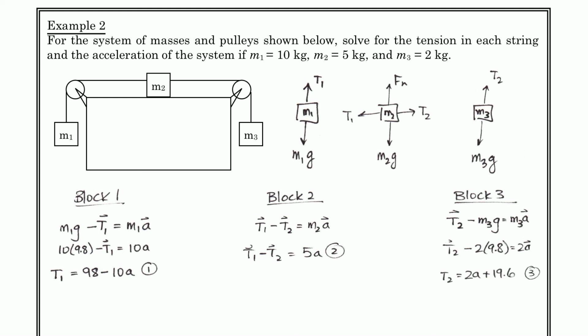We make our little substitutions, and we arrive at equation number 3. What we've just created by doing this is a system of 3 equations, 1, 2, and 3, and 3 unknowns, T1, T2, and acceleration. 3 equations, 3 unknowns, we can solve these. So let's substitute 1 and 3 into our equation number 2.